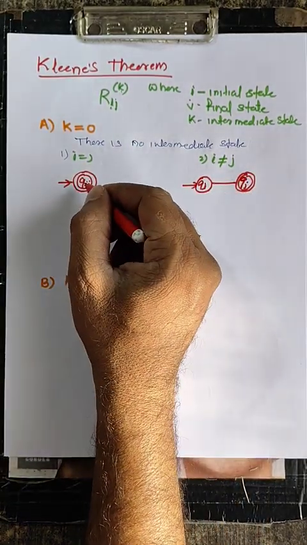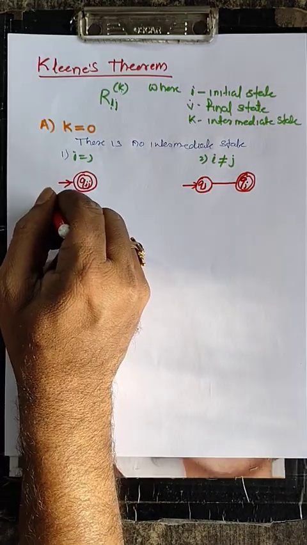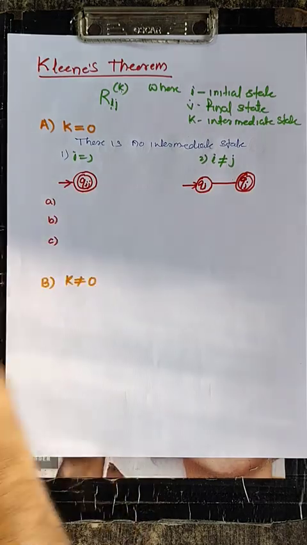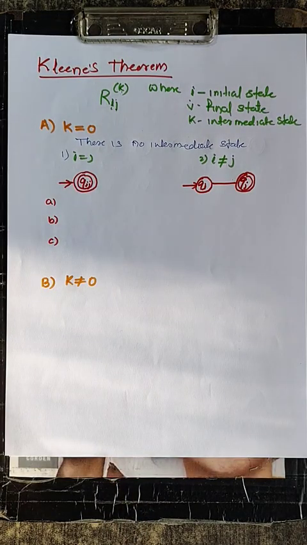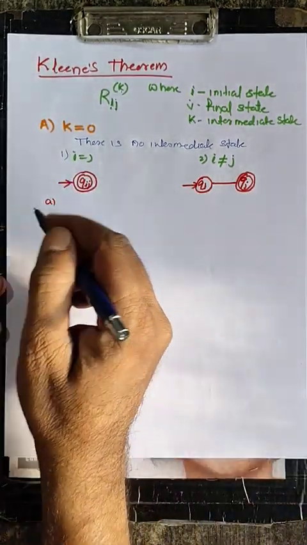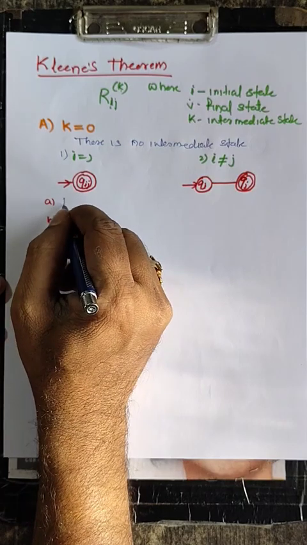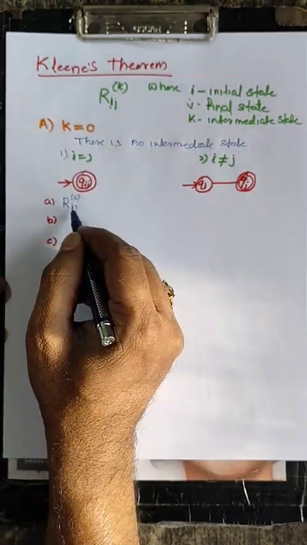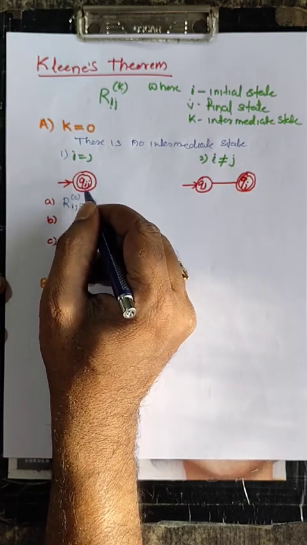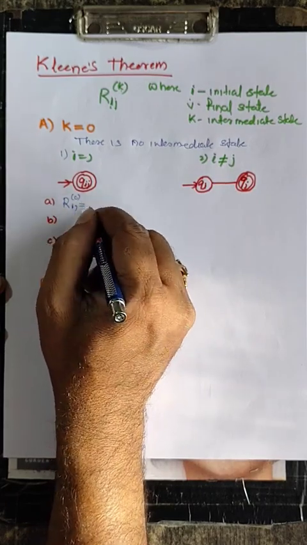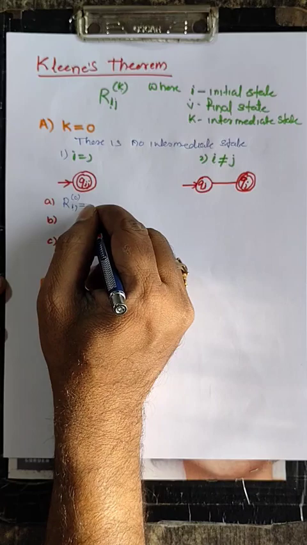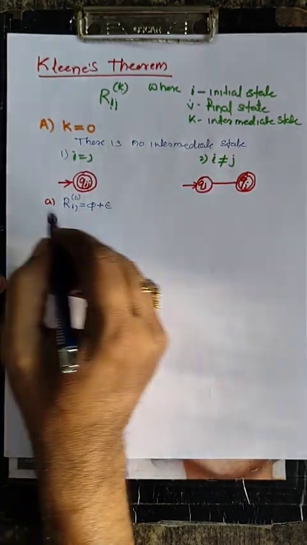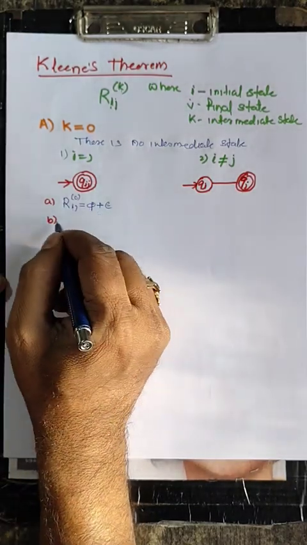If this is the finite automata, then again there are three possibilities, A, B, C. Maybe there is no input symbol. If there is no input symbol, what is the regular expression? R_ij^0 with no input symbol, and initial and final the same, can be phi or epsilon. We can take the regular expression phi or epsilon.